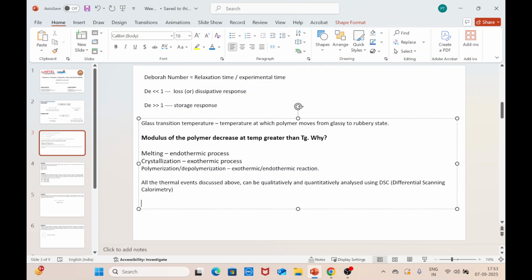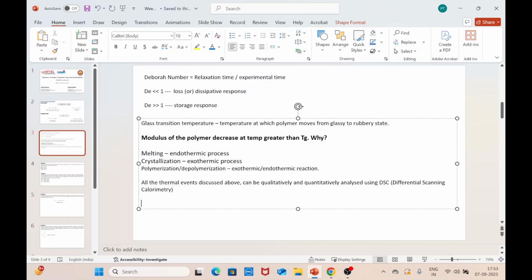Depending upon the type of the curve that we obtain, we can see the different type of thermal events like the glass transition, melting, crystallization and degradation, that depends upon the temperature up to which we heat or cool the material.